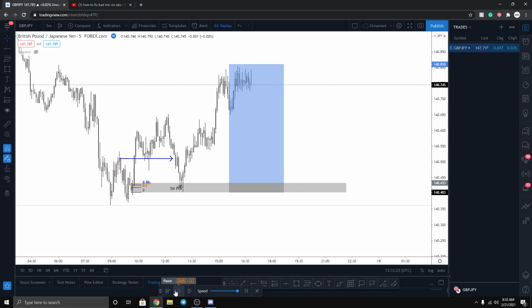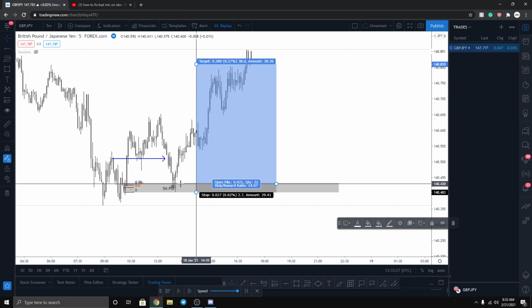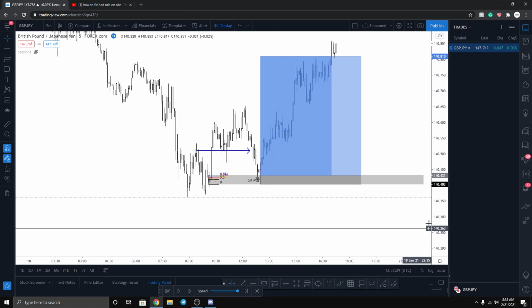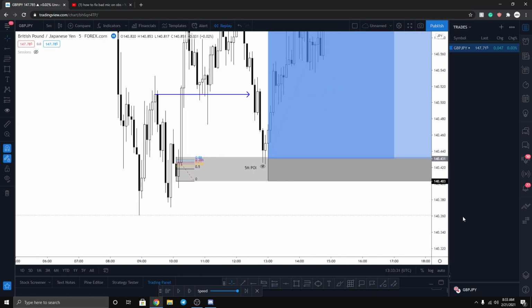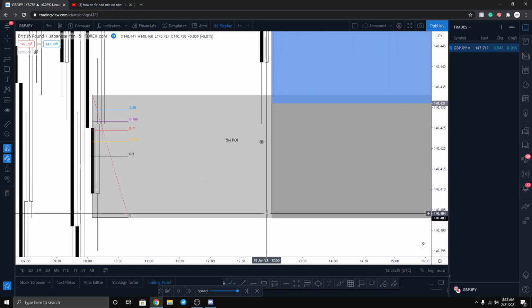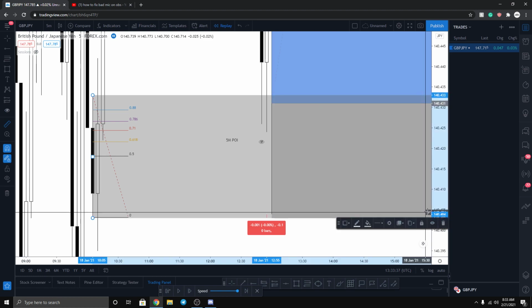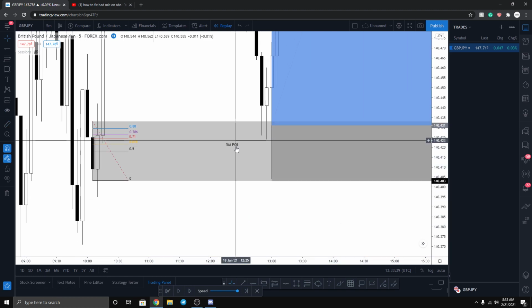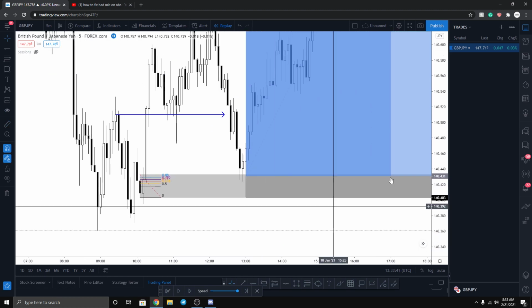And so I think we did get stopped out right over here. Let's take a look. Yeah, we did end up... oh no, we didn't. It missed the stop loss by not even a pip, by like 0.1 pips. So yeah, that's how the order block works basically, right?